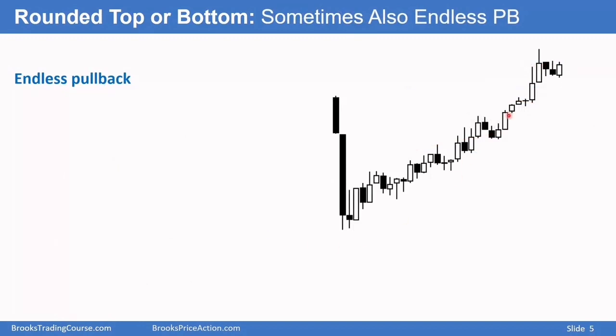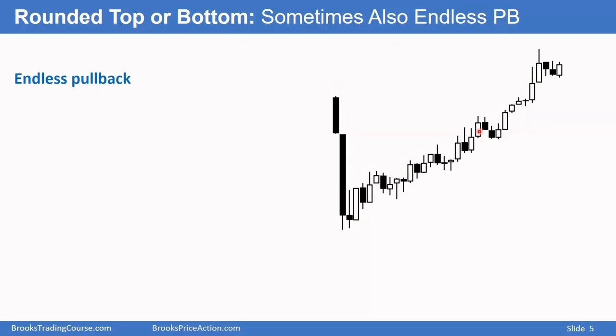Is this a rounded bottom? We have a strong sell-off and we have a pullback, a bear flag. Chances are the market's going to continue down. But the pullback keeps growing, 5 bars, 10 bars. At some point, it's no longer a pullback and a bear trend, it's a bull trend. It's a very tight bull channel.